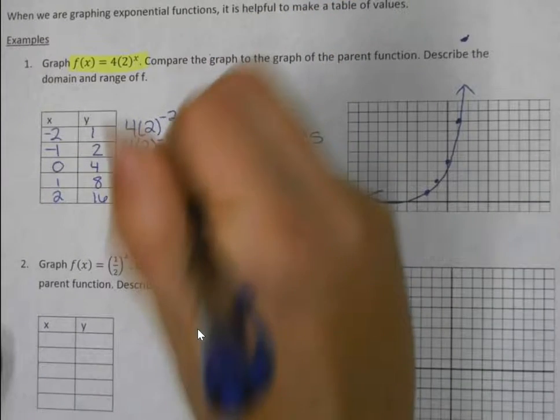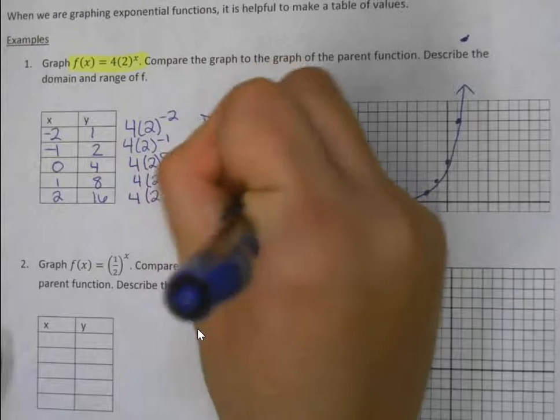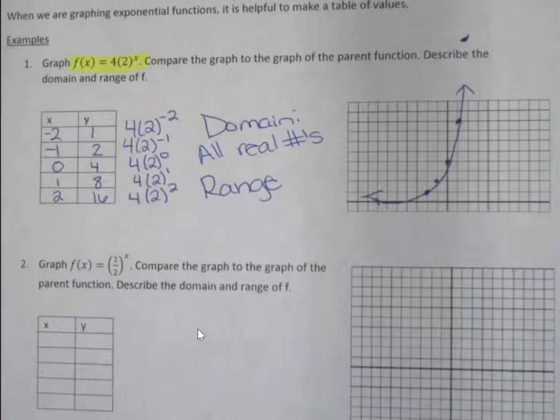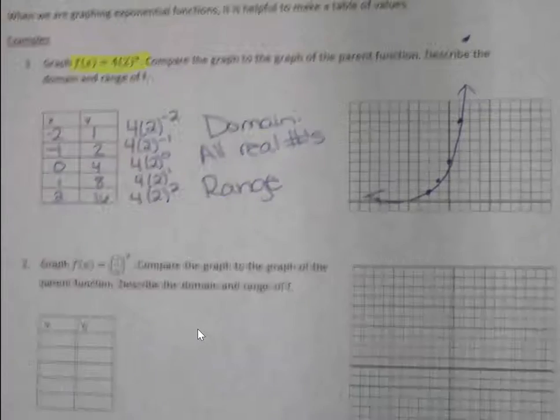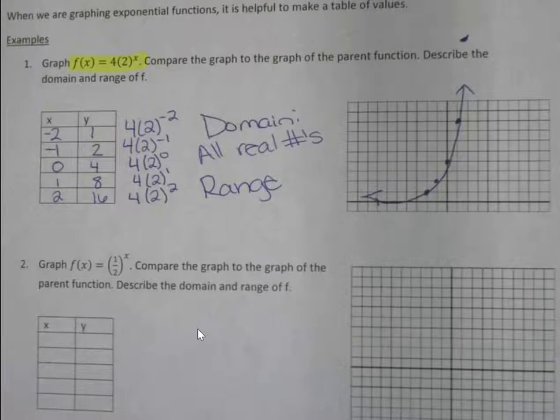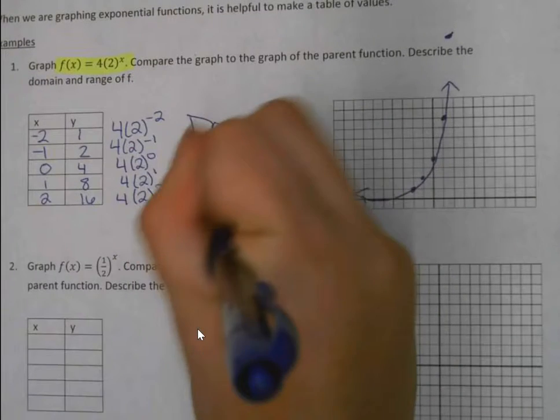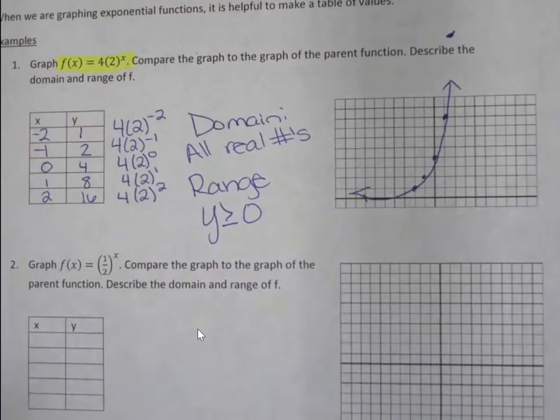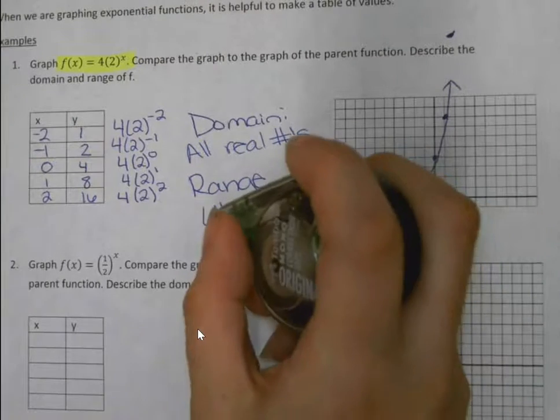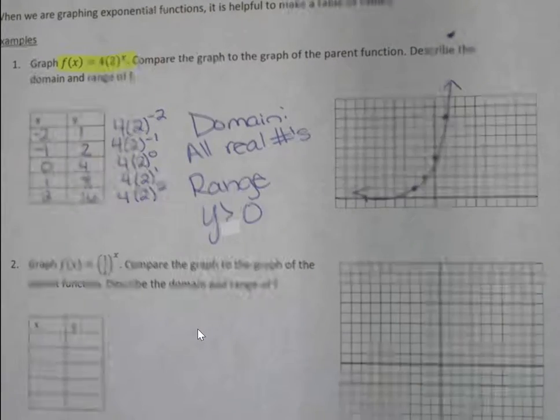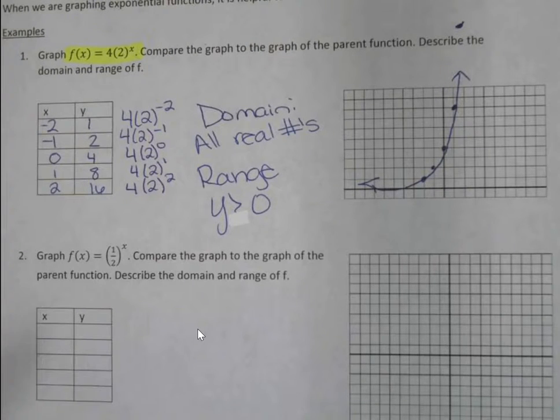And then I have to give my range, so my y values. Remember, I told you it touches this black line, but it never goes below it. So all of my y values are above that black line. What is that black line? What number? No, this black line right here? 0. So it's y is greater than, not equal to, just greater than, because I told you it never touches it. That's why it's not equal to. Questions on number 1?